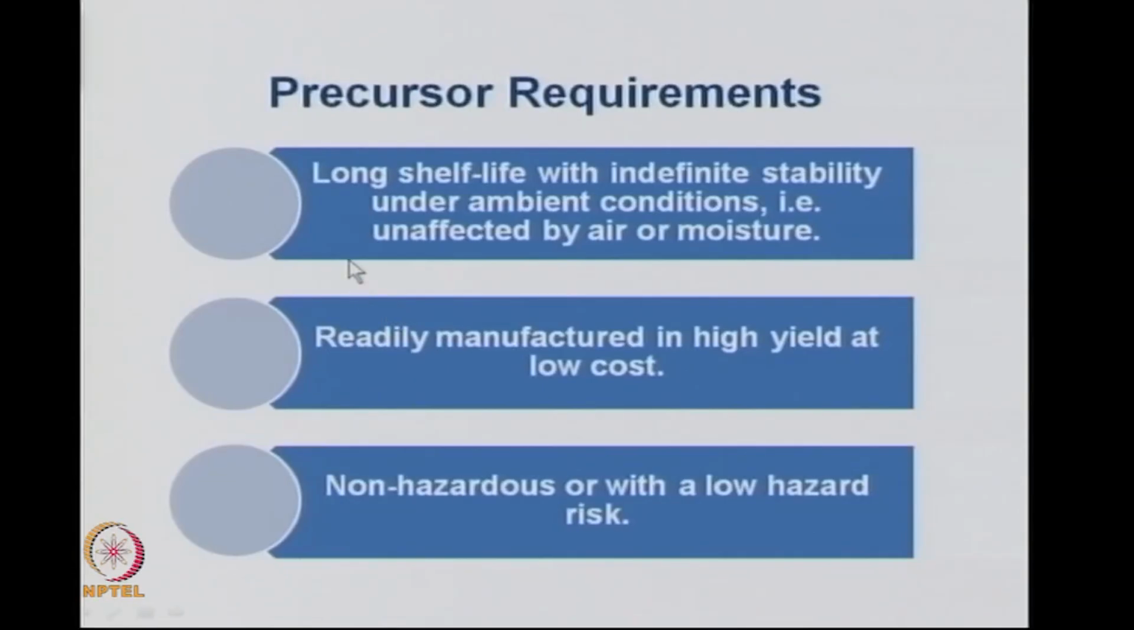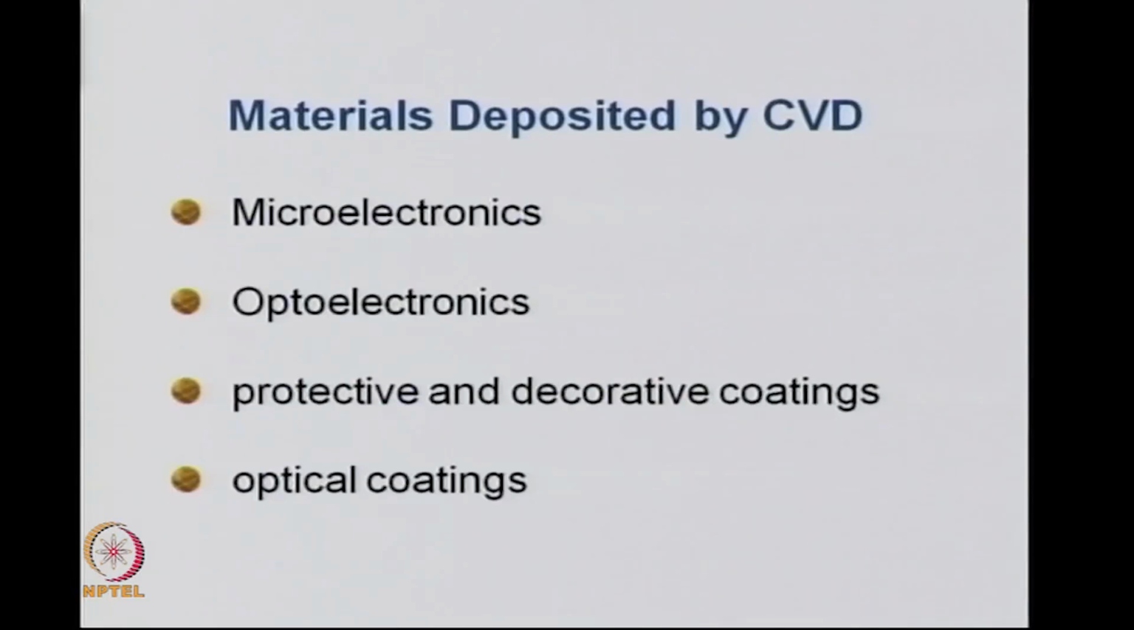Now, talking again of these precursors, because this is the most important thing in the CVD process, they should have a long shelf life with a lot of stability at ambient conditions and should not be affected by air or moisture. People should be able to manufacture them in large yield at a low cost, and they should be non-hazardous or with very low hazard risk. So, if you have to make an industrial process, you have to consider all these points for making CVD films using molecular precursors.